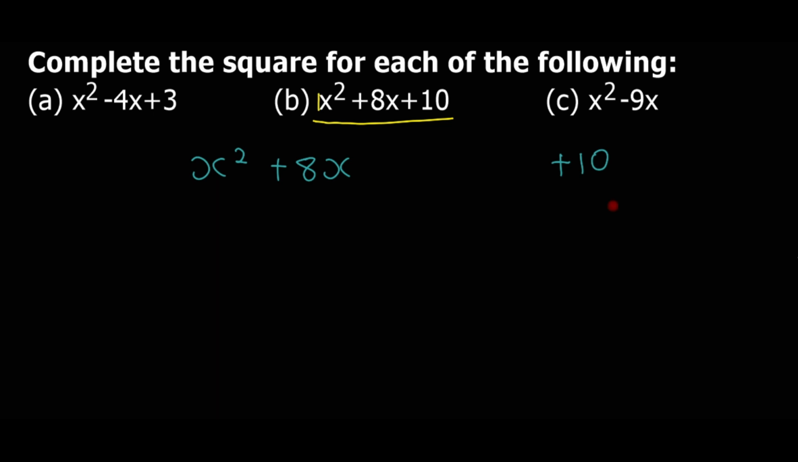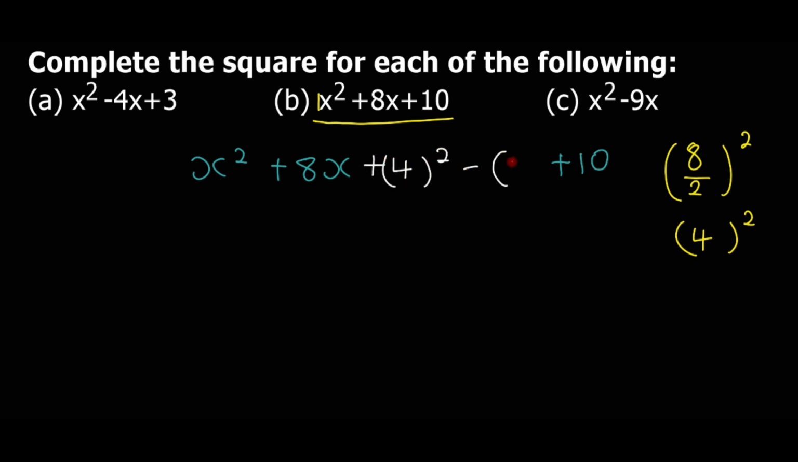From there, we take b and divide by 2, and then square it. So we have 8 over 2, all squared, and then 8 divided by 2 is 4. So we have 4 squared, and then we subtract it. From there we have x squared plus 8x, and then 4 squared is 16, and then you minus 16 and then plus 10.